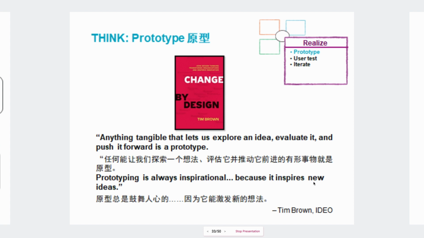So how do you guys understand the prototype? Why do we need to do the prototype? Prototype is a really good way to practice failing. It's a way to allow yourself to fail, make mistakes, and iterate.